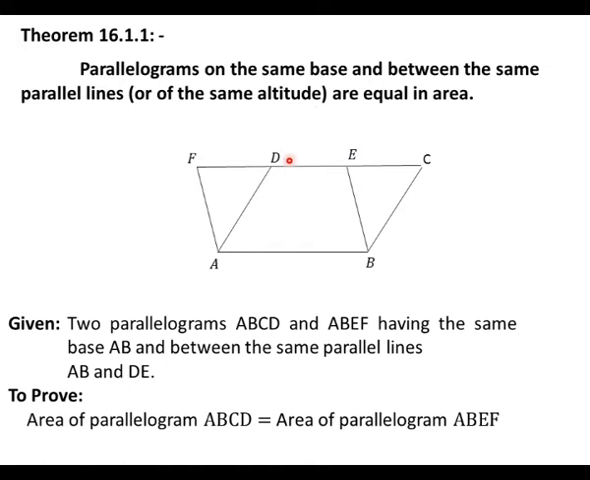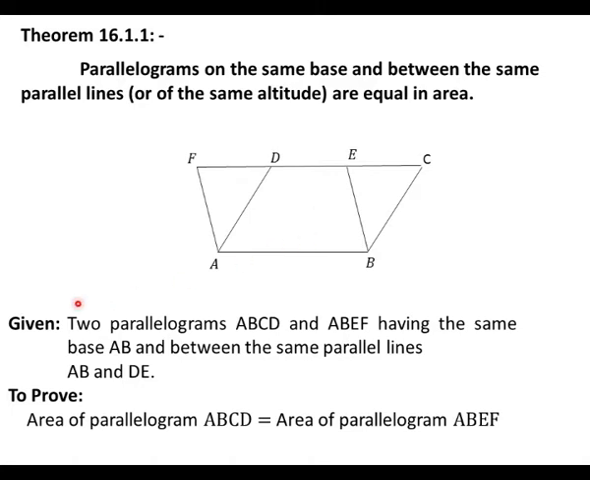You can see the diagram that we are having two parallelograms. This is A, B, C, D, one parallelogram, and the second one is A, B, E, F, with two conditions. The first one is same base. You can observe both parallelograms have same base, that is AB, and the second one is between the same parallel lines, that AB and DE, these both lines are parallel.